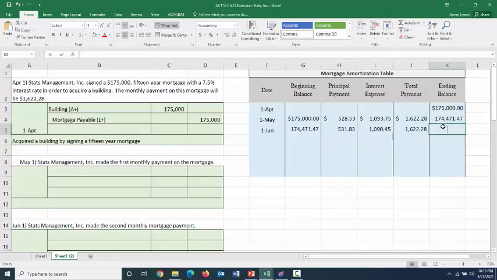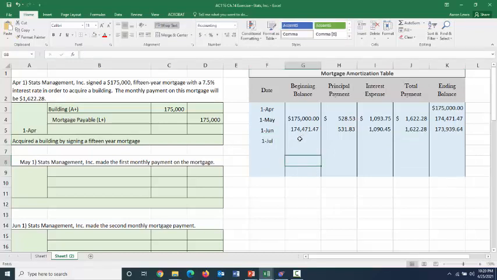And after we make our second payment, that $174,471.47 we owed on our mortgage is going to be reduced by the $531.83 of our payment that's going towards principal, bringing us to a new ending balance of $173,939.64. Moving on to July 1st.